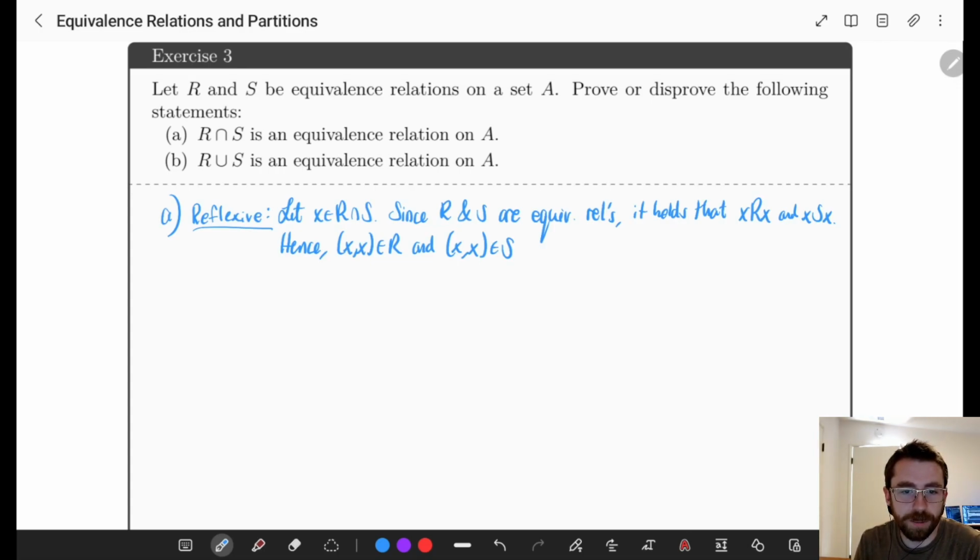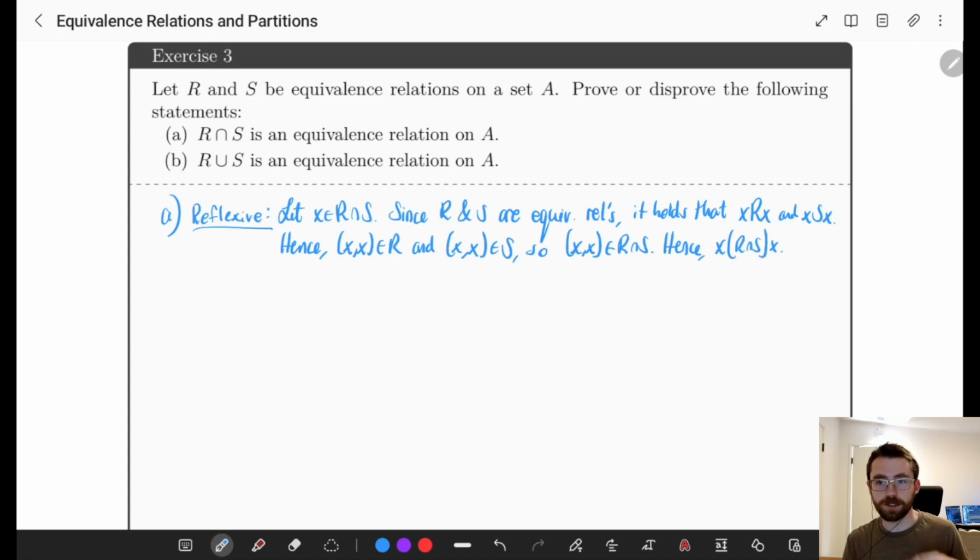And what do we know about and statements for inclusions? Well, that means x comma x is in both R and S. It's in their intersection. Hence, x is related to itself by this new relation we're talking about. Check, it's reflexive. It's going to turn out to be both symmetric and transitive as well.